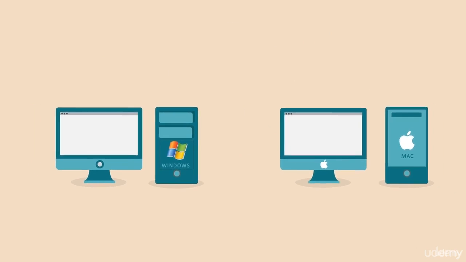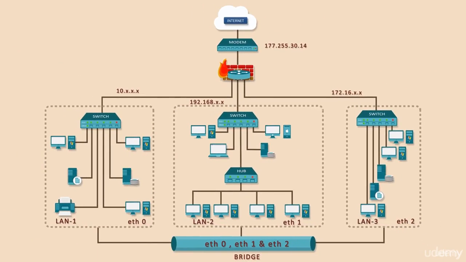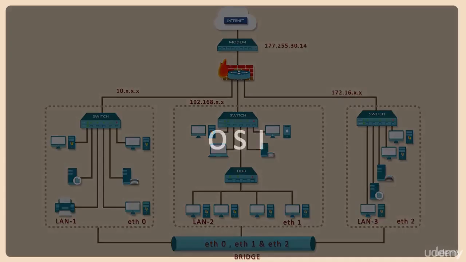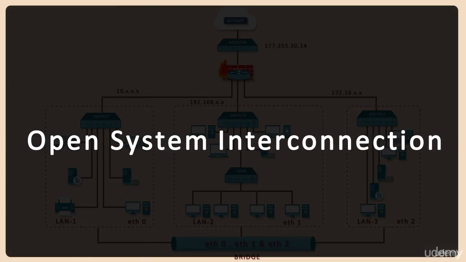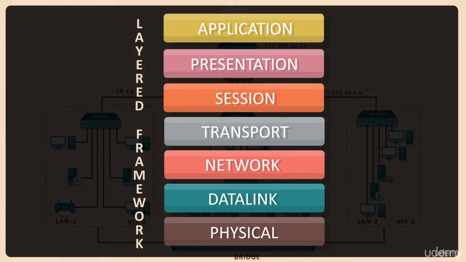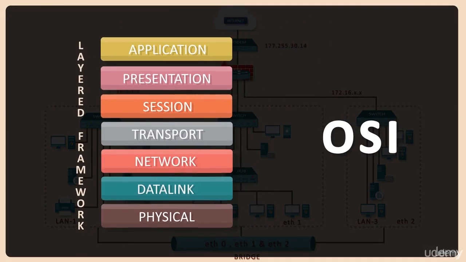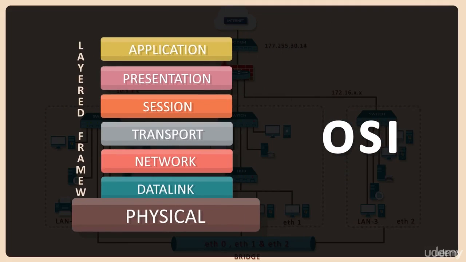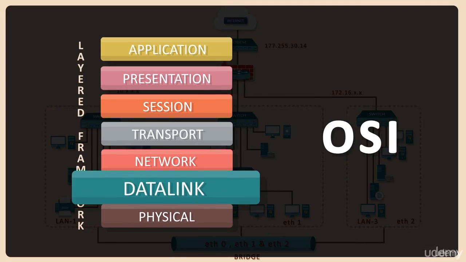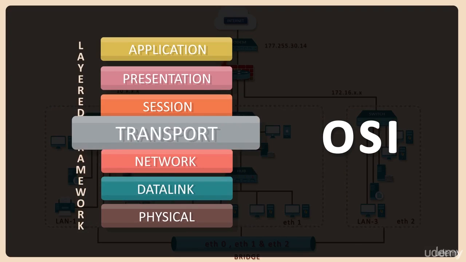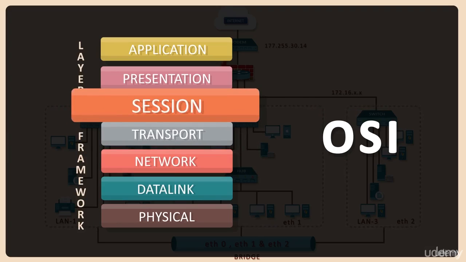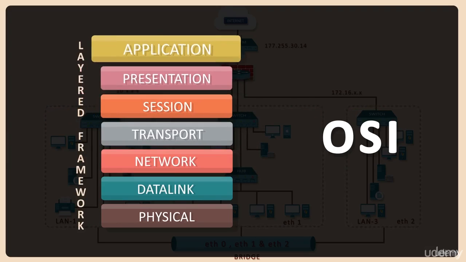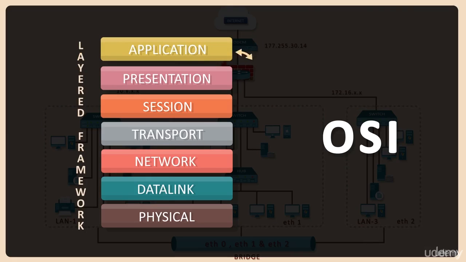In the same way, in order to accomplish a smooth communication between systems and networks of different architectures, OSI, Open System Interconnection Model, was introduced. OSI defines a layered framework for the travel of data from one system or network to another. It has 7 layers: physical layer, data link layer, network layer, transport layer, session layer, presentation layer, and application layer. Each layer in this model performs its respective tasks by communicating with the layers above and below it.